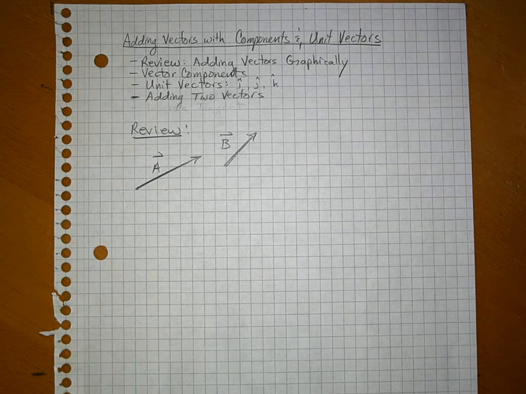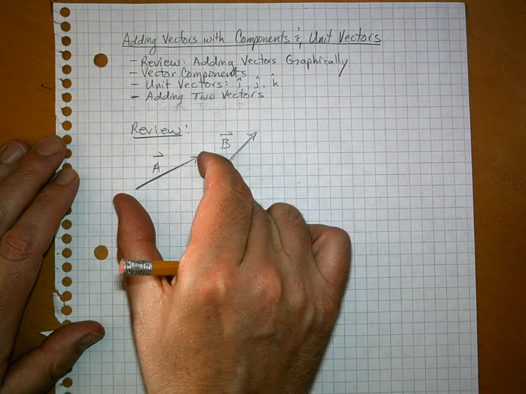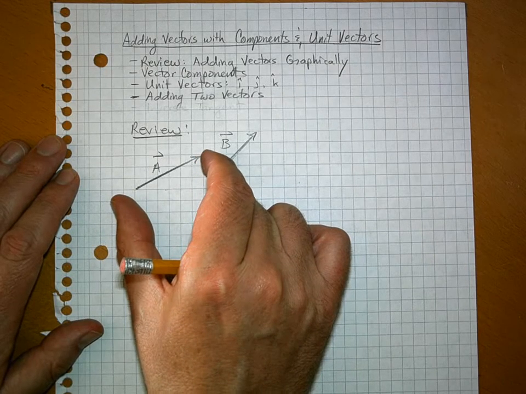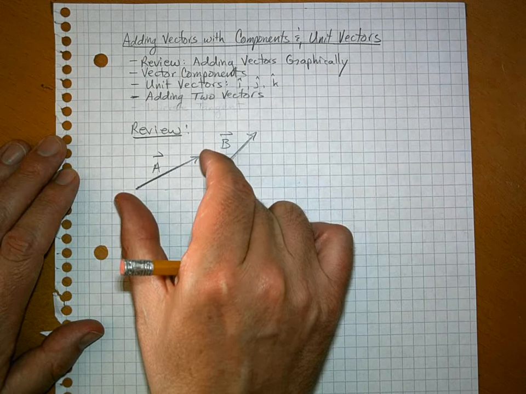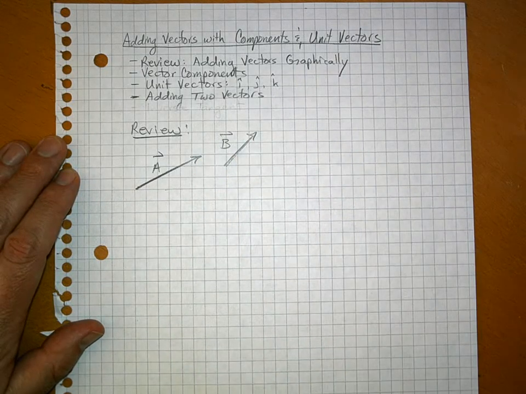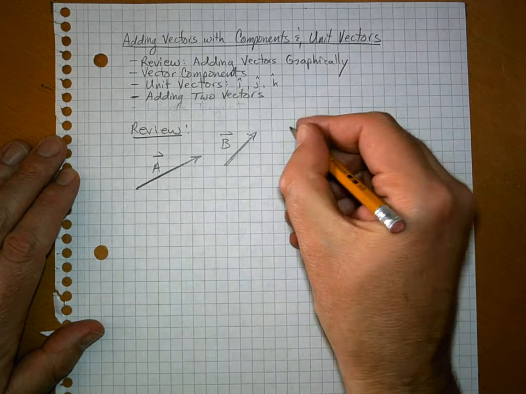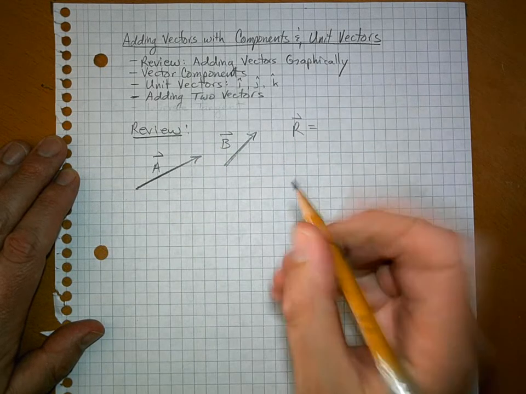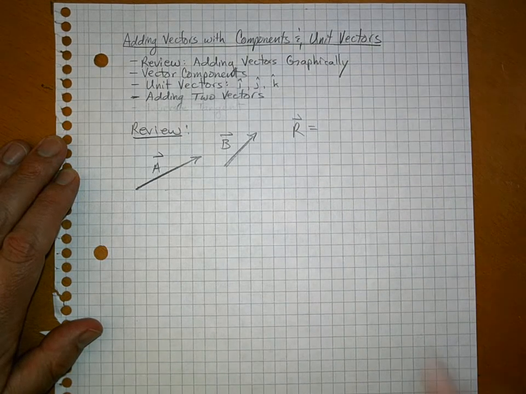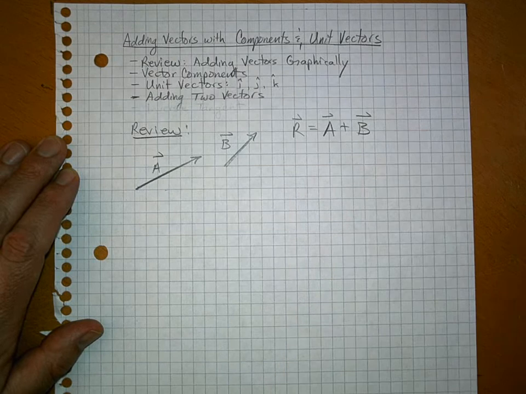But what we said before is that when we want to add them together graphically, you just hook them up head to tail. Now, one of the properties of vectors, as we discussed, is that as long as the vector has the same length and is in the same direction, I can pick it up and put it anywhere I want, and it's considered to be the same vector. So let's say vector R, the result, we're going to call that the resultant vector. R is equal to vector A plus vector B.